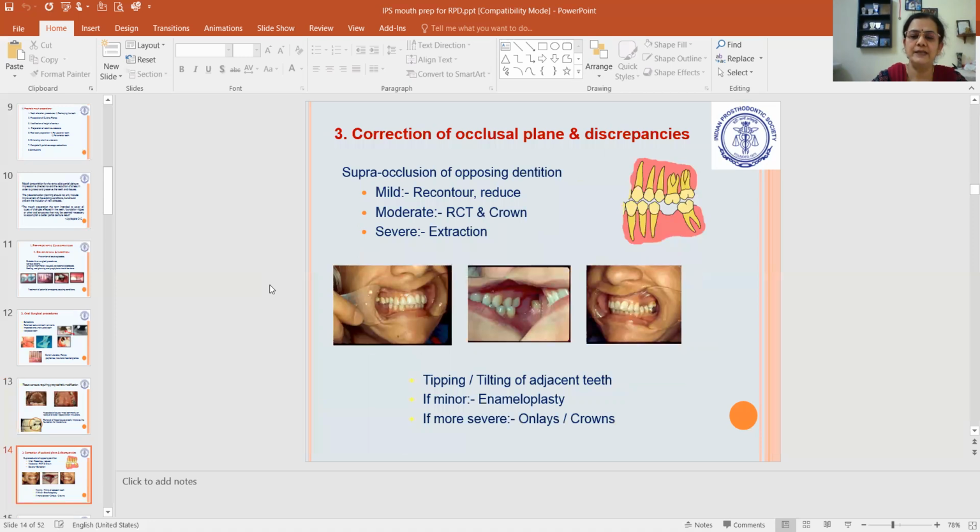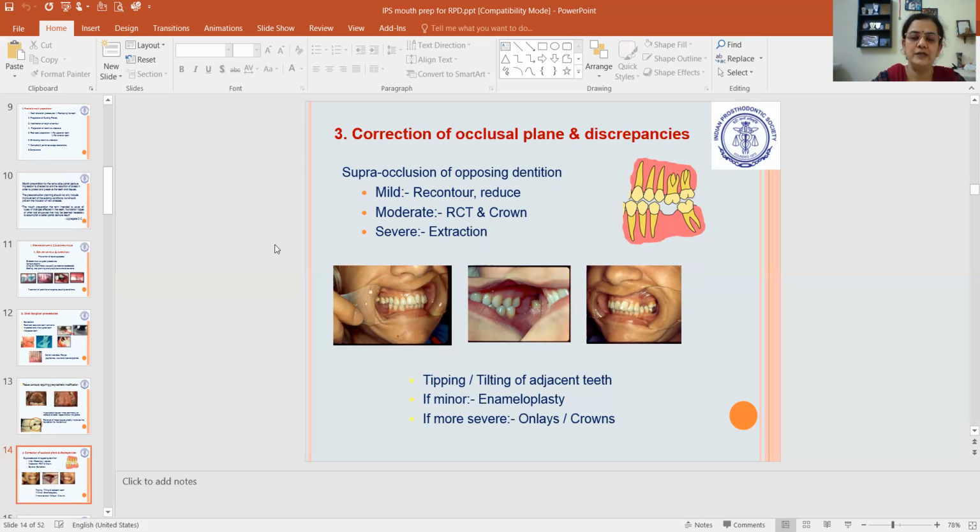Then correction of occlusal plane and discrepancies. This happens because of uneven pattern of extraction or exfoliation of the teeth. Supraocclusion of the opposing dentition is there and it interferes with the occlusal plane and placement of the artificial teeth. So that's why there is need to correct it.